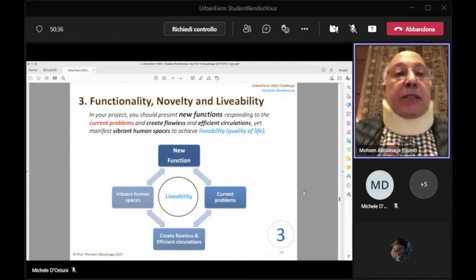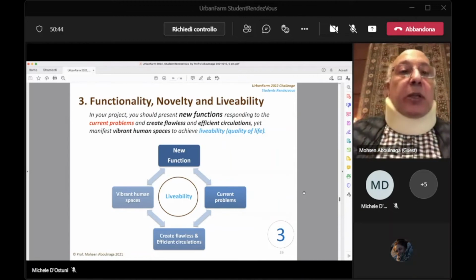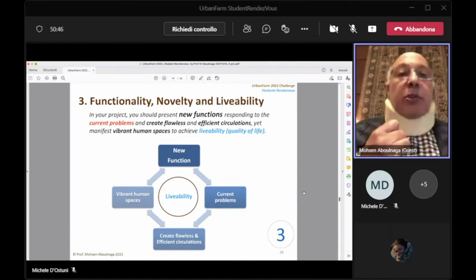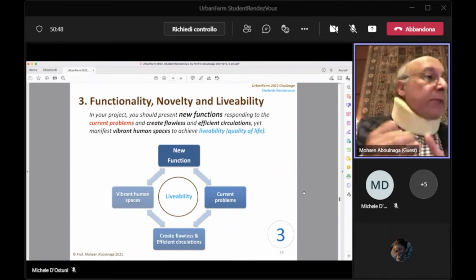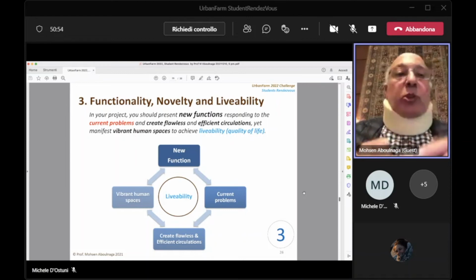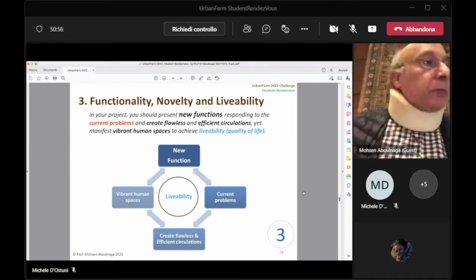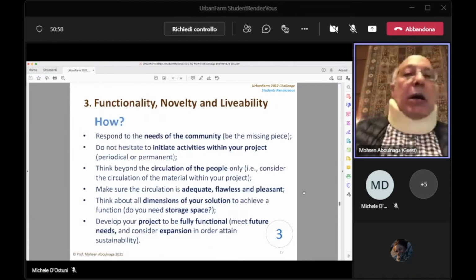And manifest vibrant human spaces. That's very important, especially in COVID-19. And to achieve livability, which is quality of life, you need to think about new functions, current problems, create flawless and efficient circulations, and vibrant human spaces that will contribute to livability. Next. How are you going to do that?